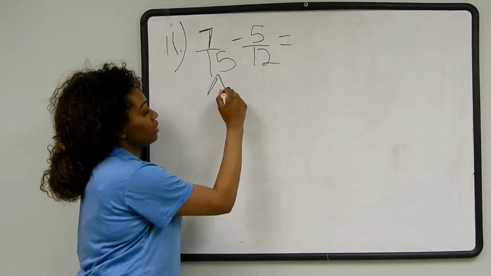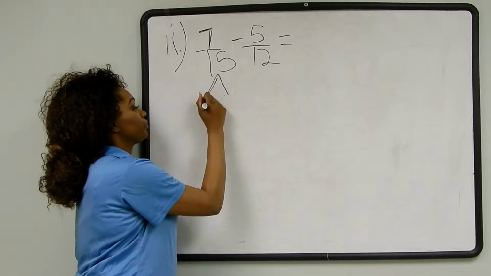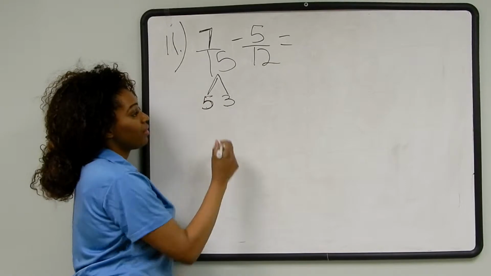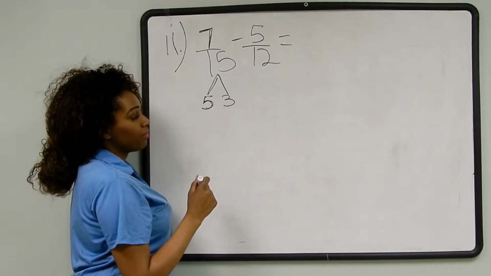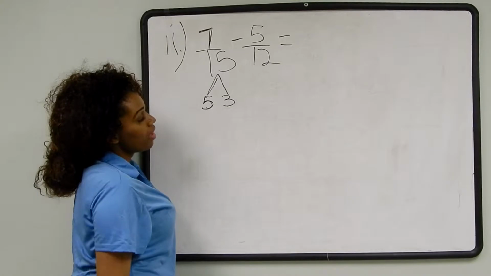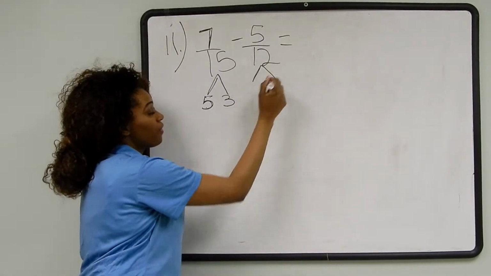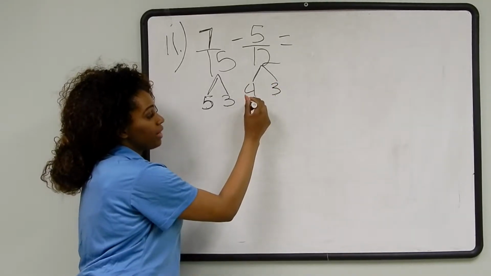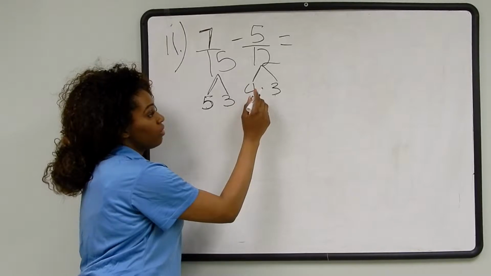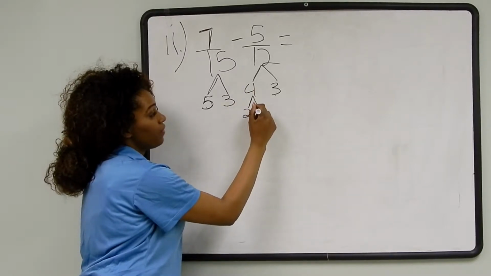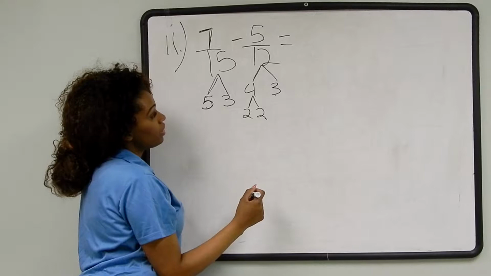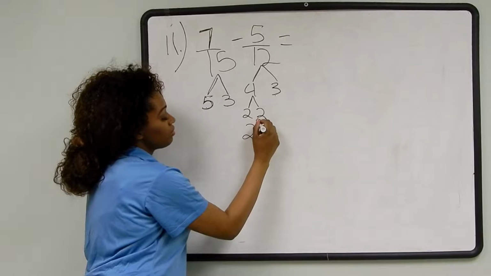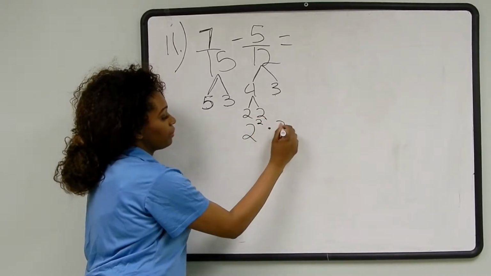Factors of 15 are 5 and 3. Those are the prime factors of 15, 5 and 3. You can't reduce them to any lower numbers. Factors of 12, we can break it down to 4 and 3. And then 4 can be broken down even further because 2 and 2 are factors of 4. So the prime factors for 12 are 2 to the second power and 3.